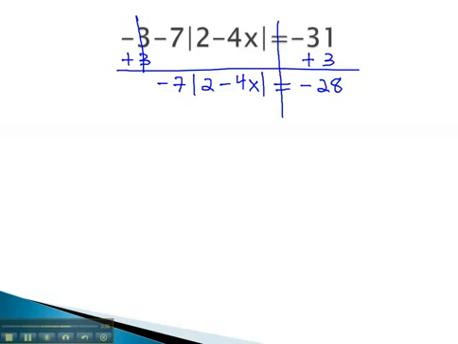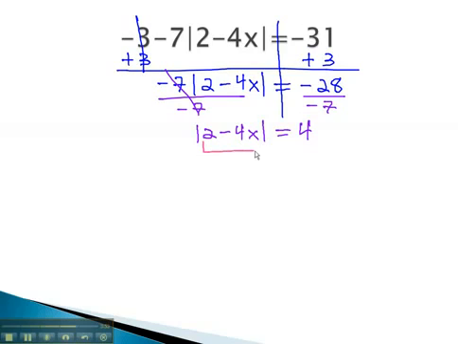Again, we cannot distribute the 7 through the parentheses. We must divide both sides by the negative 7. As we do, we have the absolute value of 2 minus 4x is equal to 4. Now, the absolute value is alone. We can consider both the positive and negative 4. 2 minus 4x equals positive 4, and 2 minus 4x equals negative 4.